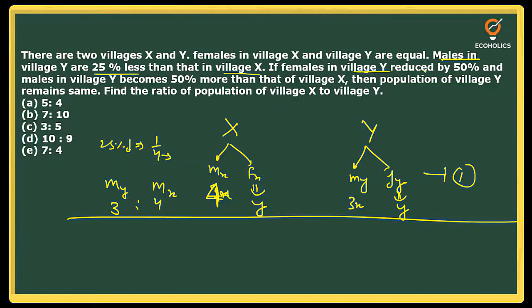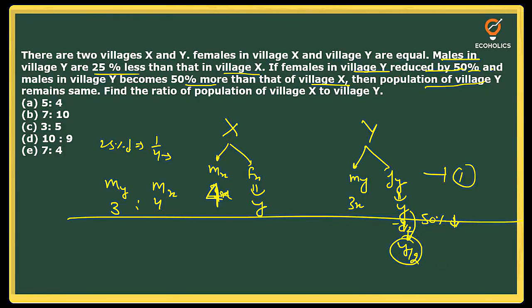If female in village Y reduce by 50% and males in village Y become 50% more than village X, then population of village Y remains same. Now what is it saying? Female in village Y reduced by 50%. So if it is reduced by 50%, how much will it be? Now y by 2. y minus y by 2.